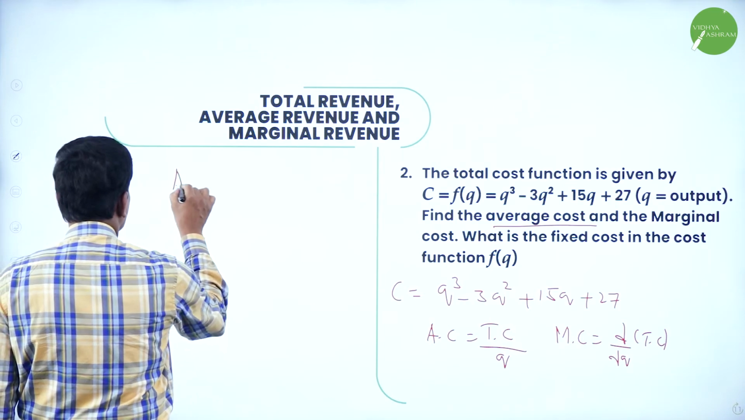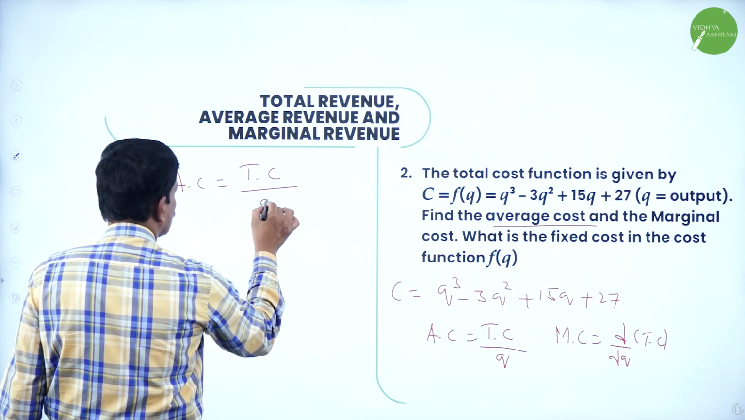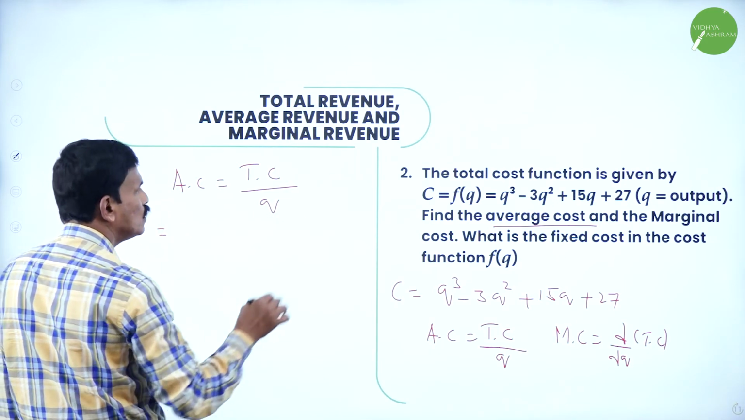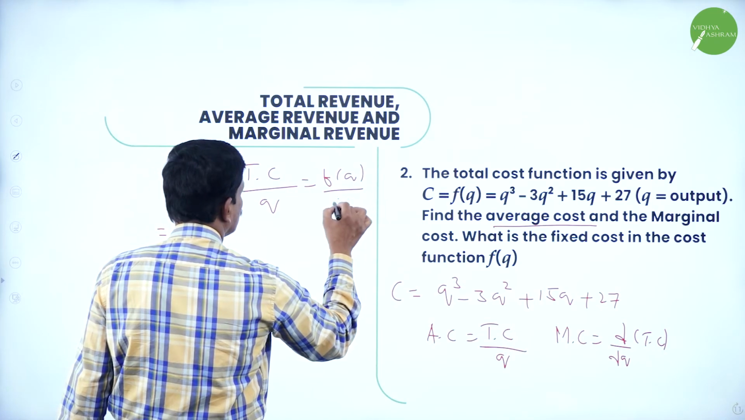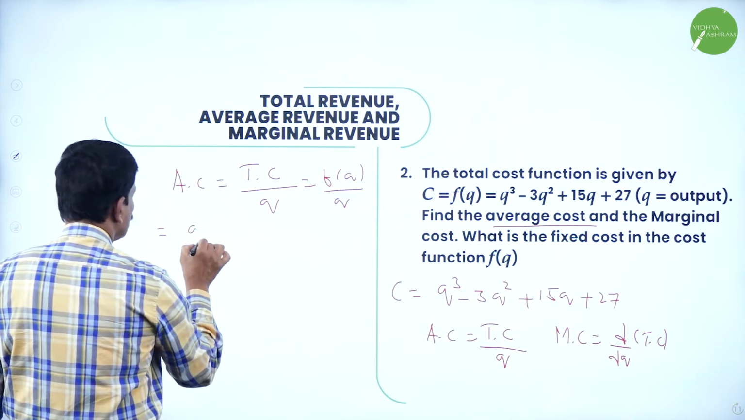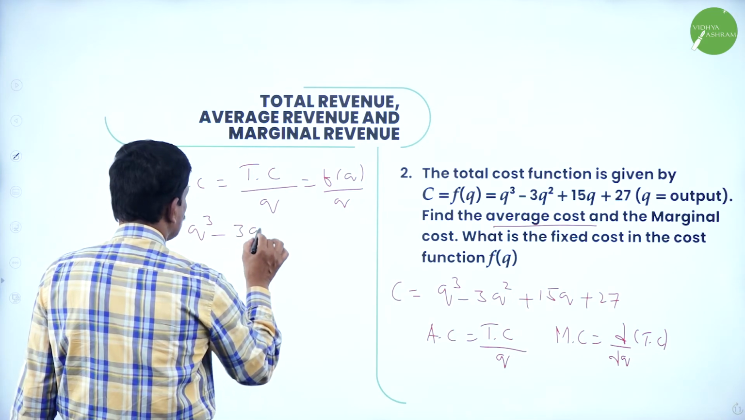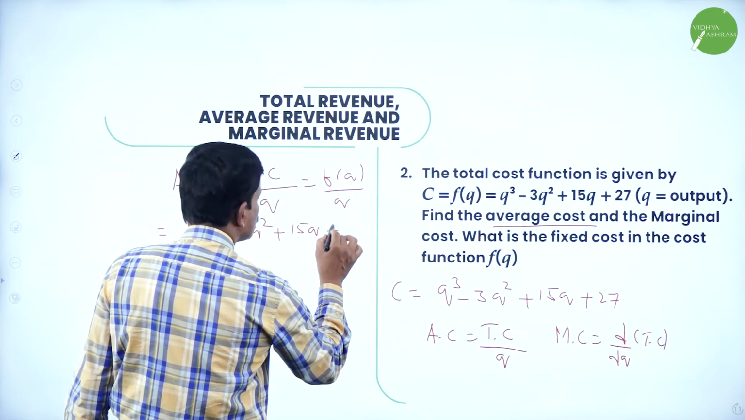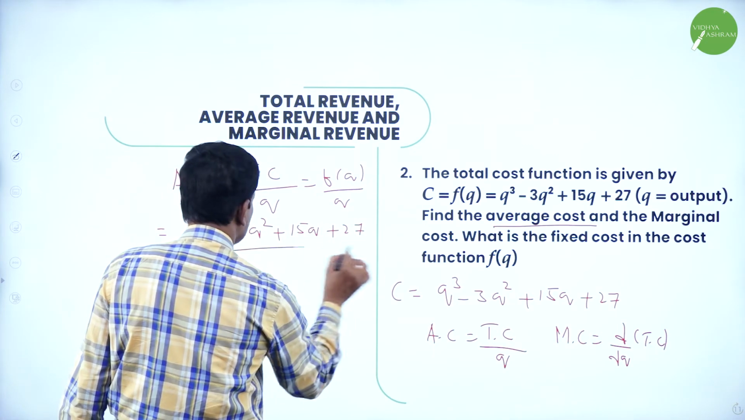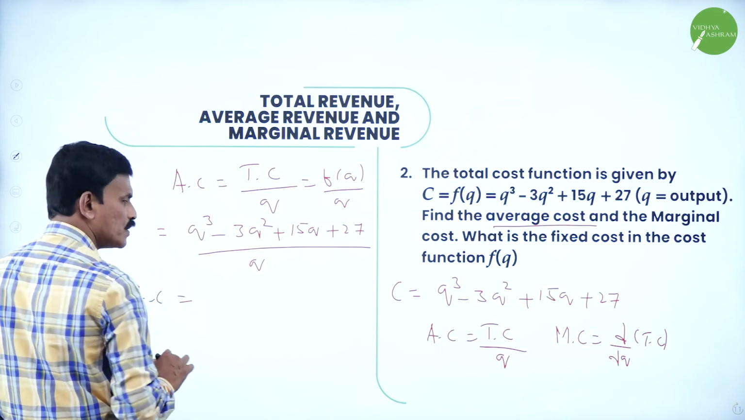Now what is the average cost? Average cost is equal to total cost divided by the quantity Q. What is the total cost? This is nothing but f of Q divided by Q. What is f of Q? Q cube minus 3Q square plus 15Q plus 27, divided by Q. Just divide term by term, you will get the average cost.